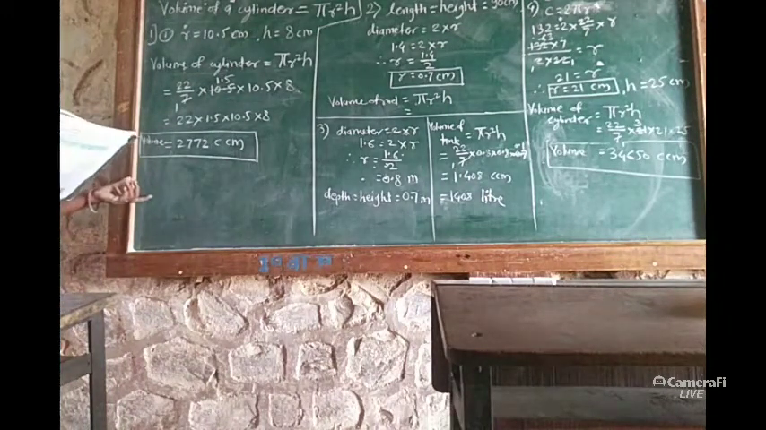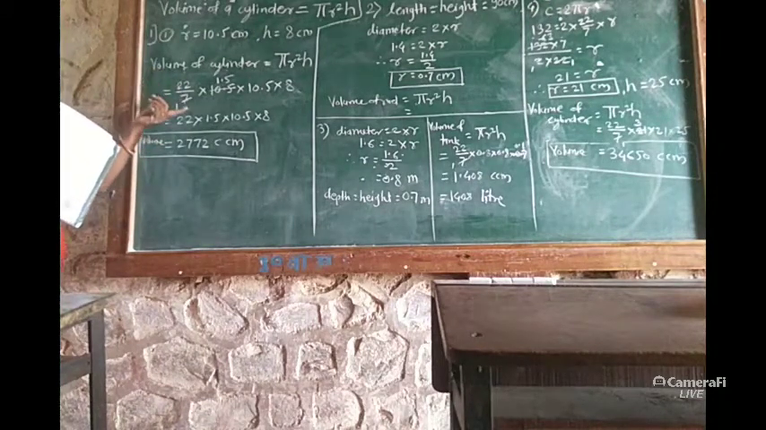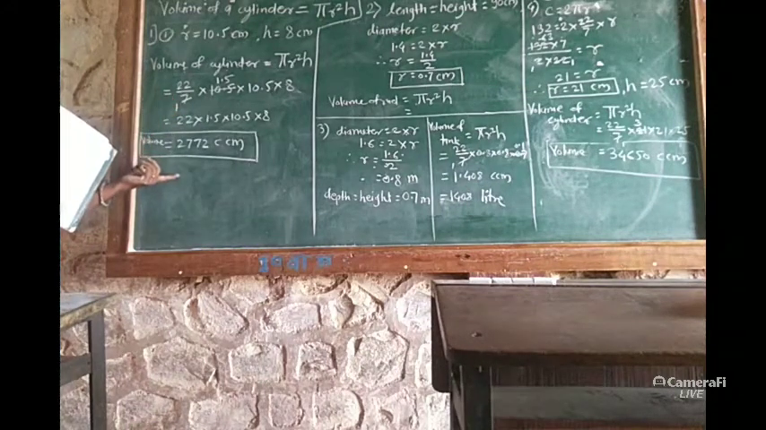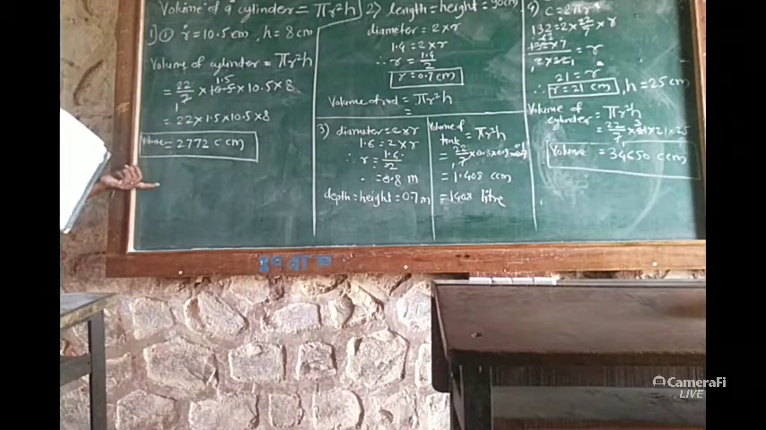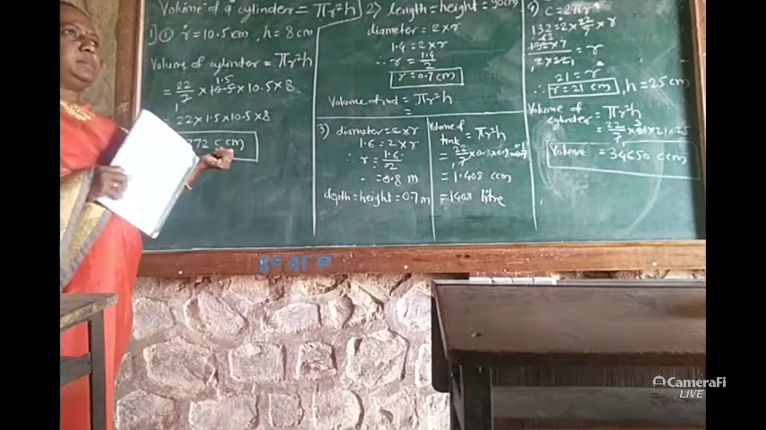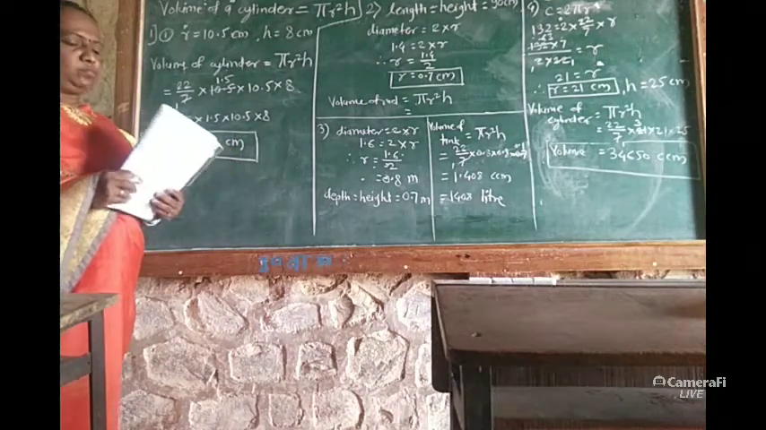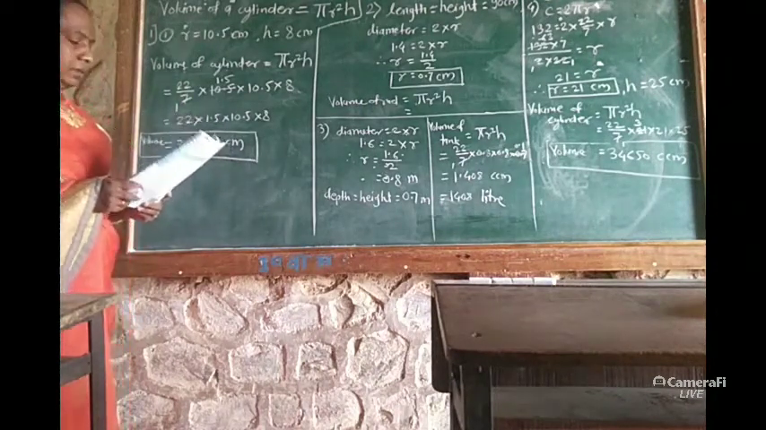That's like this. You have to solve the remaining 3 examples. You have to do the same process. You have to use this formula, then put the values of the given radius and height in this formula and then calculate. You can find the volume, and you have to write the unit as cubic. If the measurements are in centimeter, you have to write cubic centimeter. If they are in meter, you have to write cubic meter. That is the volume of the cylinder.